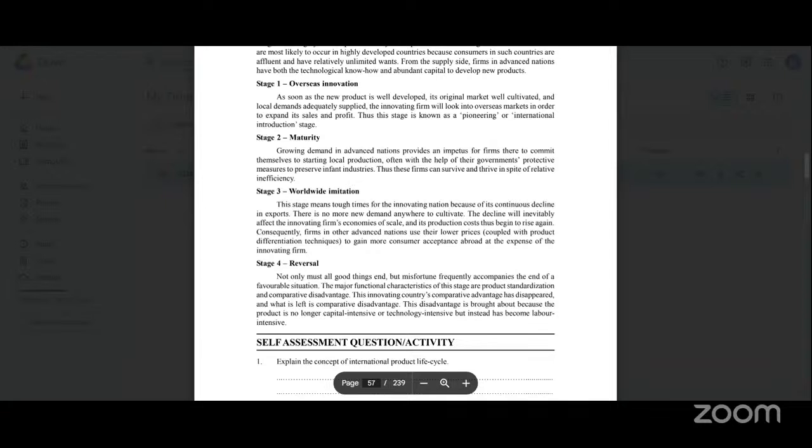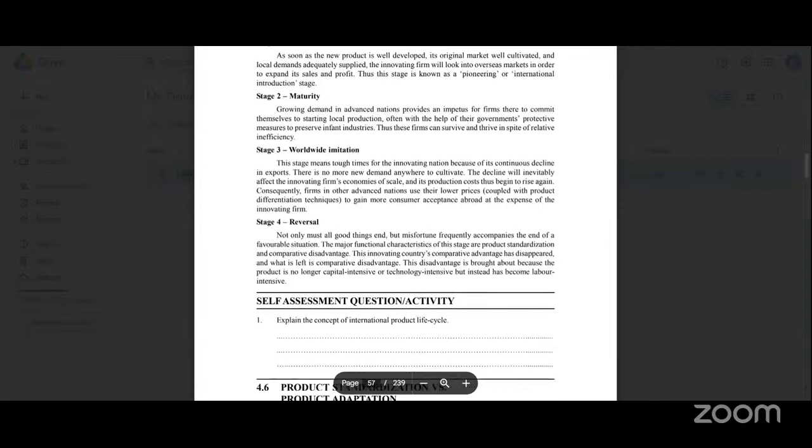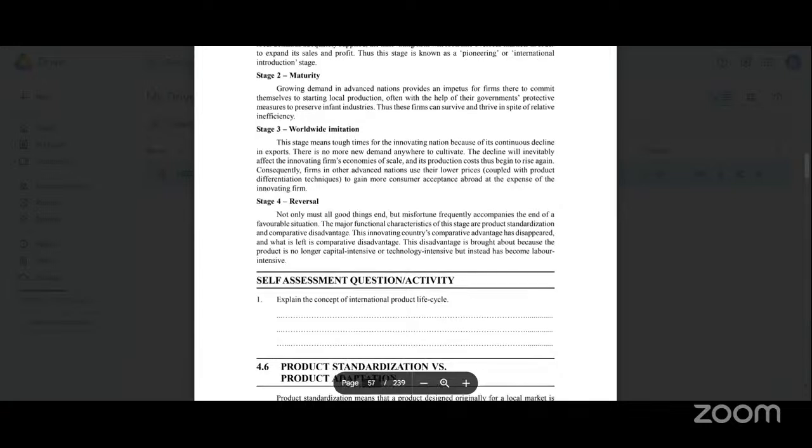So when there is a growing demand in advanced nations, it provides an impetus for firms. What kind of impetus? To commit themselves to starting local production from an operational point of view. So, with the help of their government's protective measures to preserve infant industries, these firms can survive and thrive in spite of relative inefficiency because they have not been in operation long enough or gained the necessary expertise long enough to have a more efficient mode of operation.